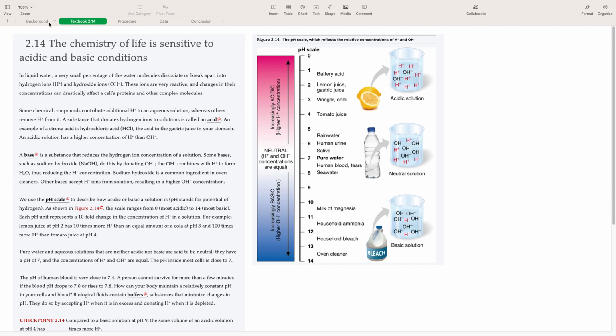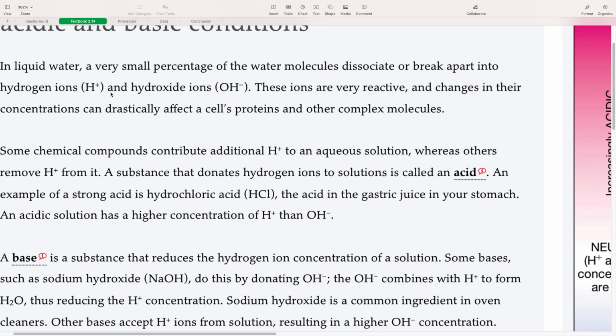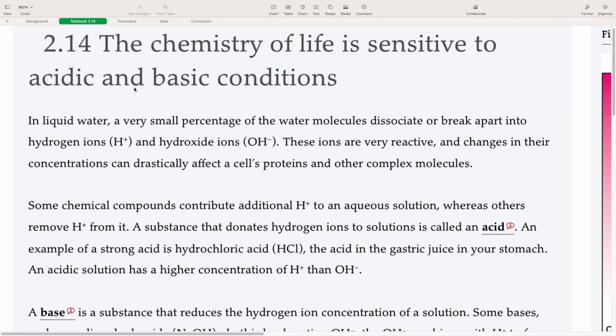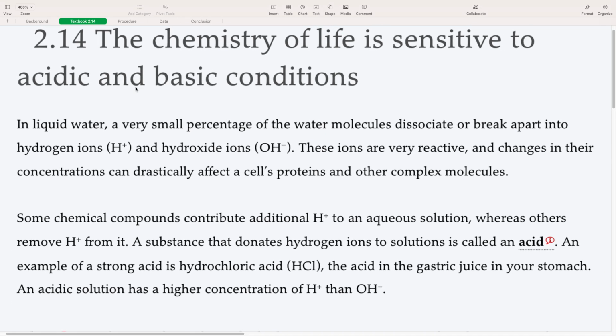But let's click over here to the textbook 2.4. And we're going to talk a little bit here about what is an acid and a base. Can I get a volunteer to read these 2 short paragraphs? Volunteer, or I'll call on somebody?